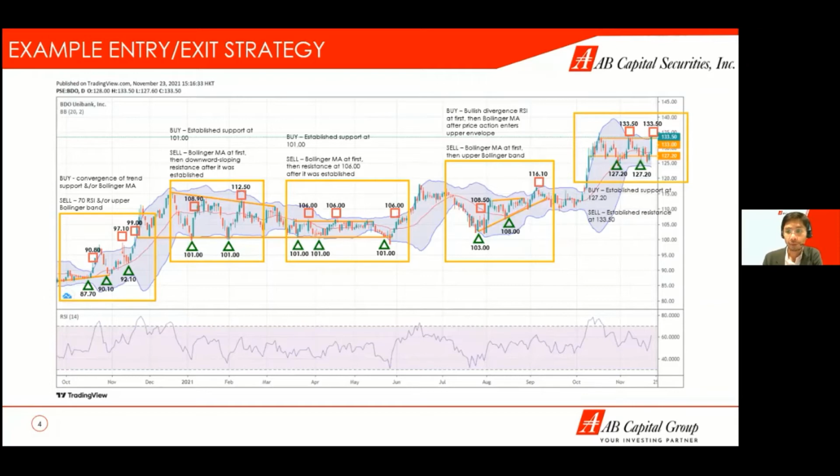So next would be the next range phase to the far right of your chart. So that's where we are right now. We currently have a range between 127.20 and 133.50. So that would have been your entry and exit points.